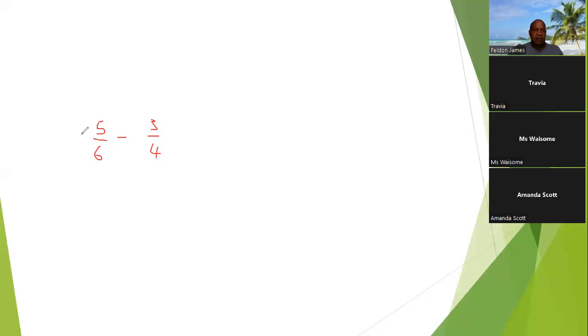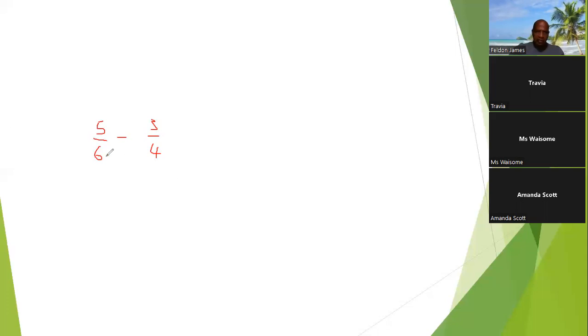And so if you think about it, these two denominators are not the same. So we can't add them, because if the denominators are different, it means that the slices are different. If you cut one whole up into 6 parts, each slice is going to be smaller than if you cut it up into 4 parts. So the slices are not the same, and we cannot add slices that are not the same. We want to add slices that are the same.